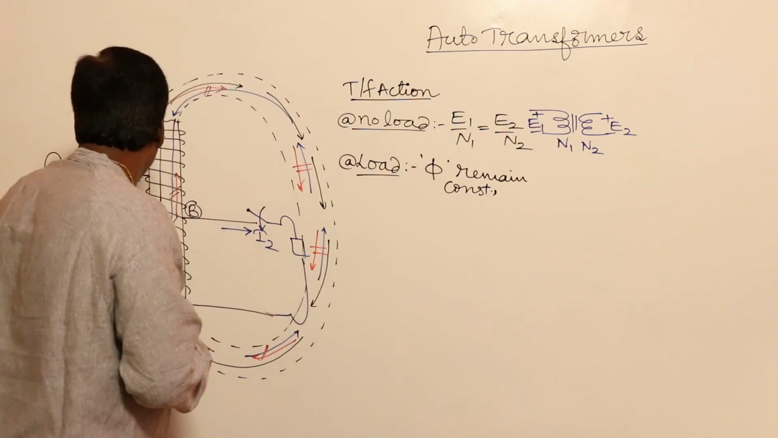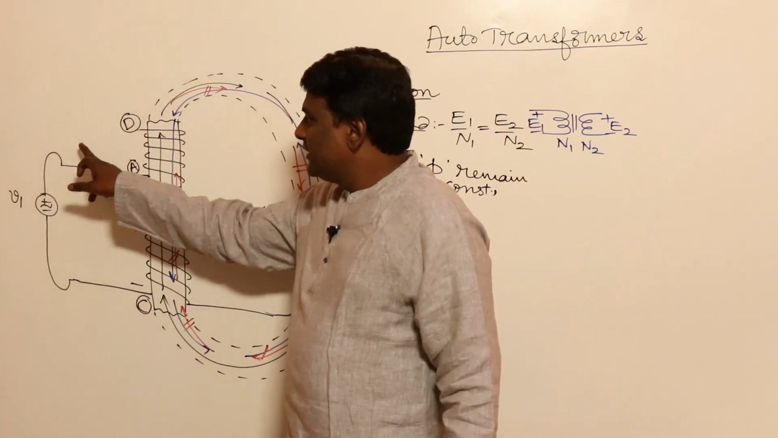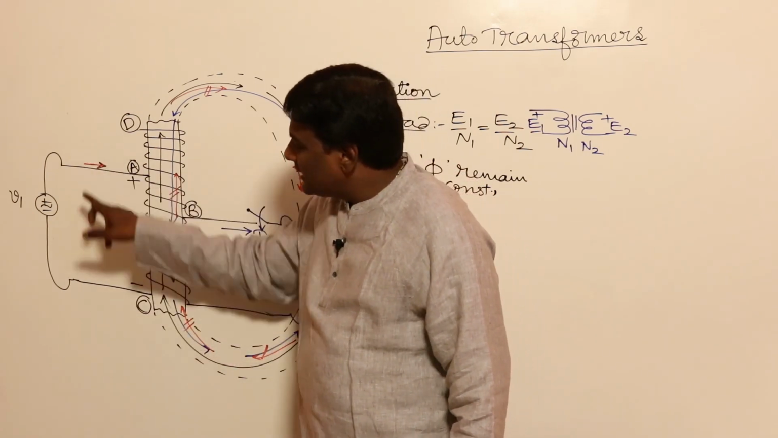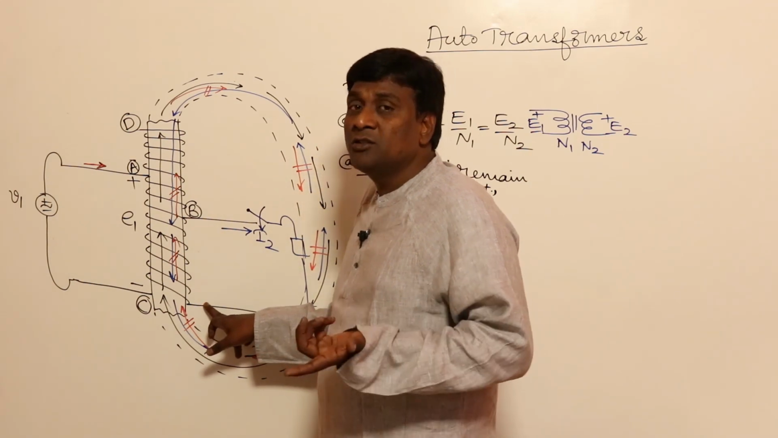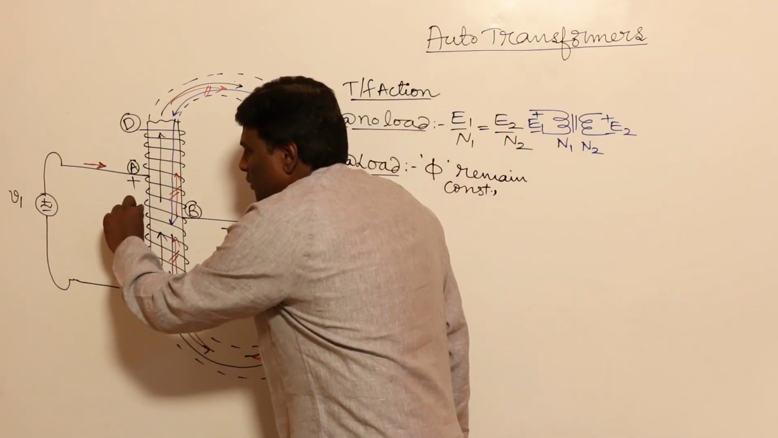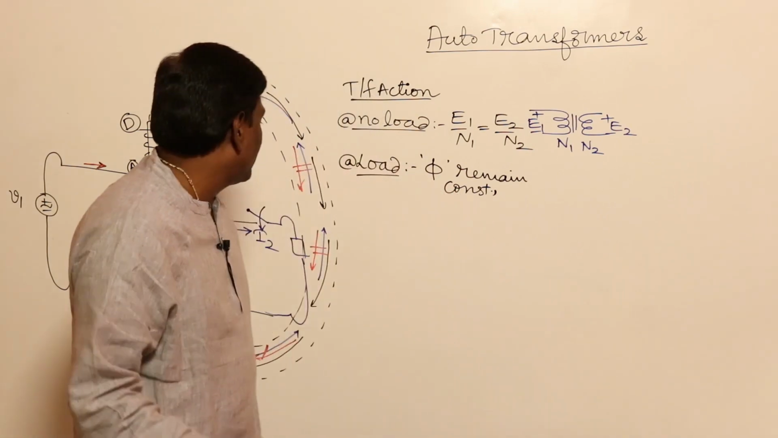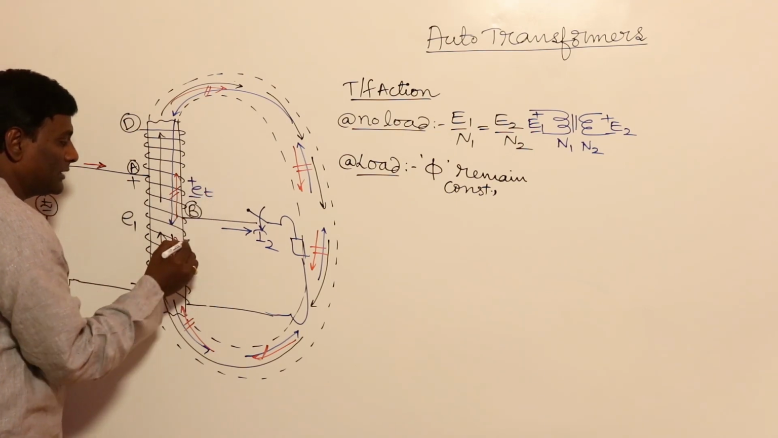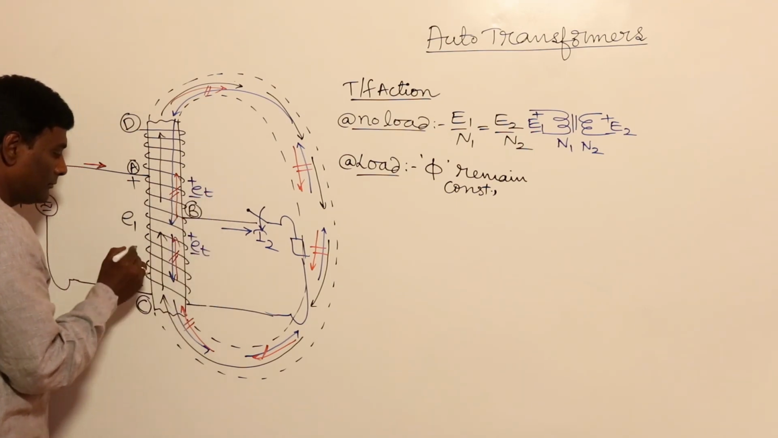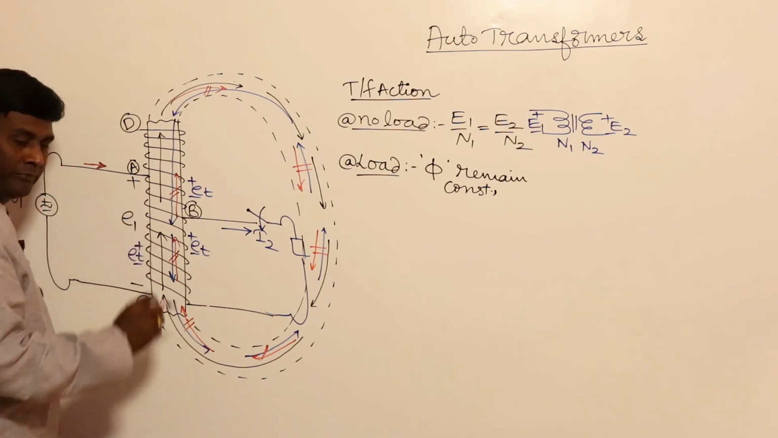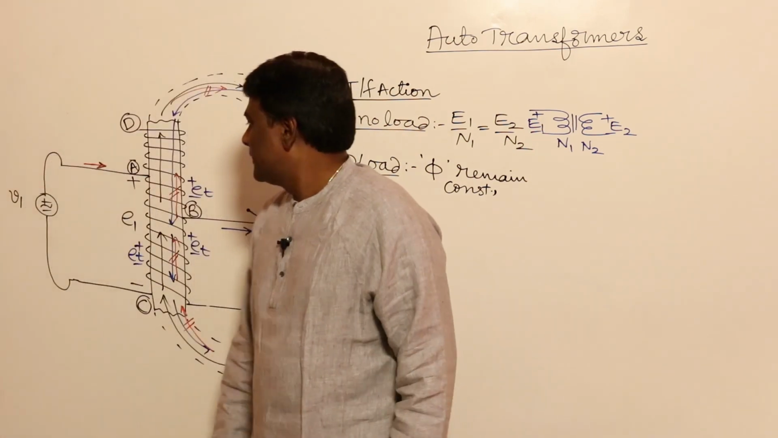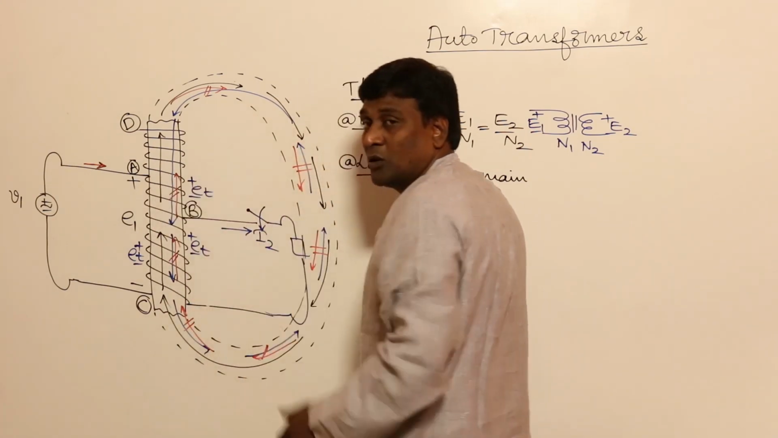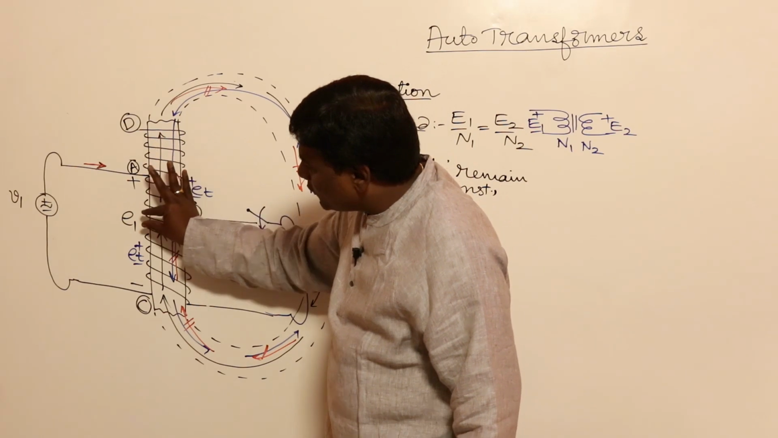For example, if I have 100 volts here and 100 turns, what is the EMF per turn? 1 volt. So it is 1 volt, 1 volt, 1 volt, 1 volt. At each and every turn, EMF per turn will be there.